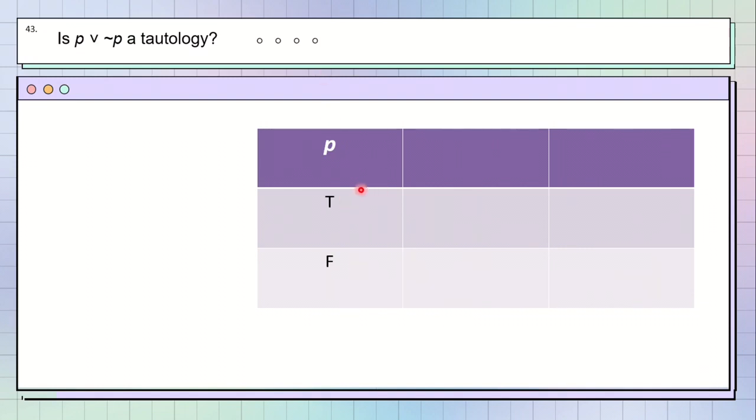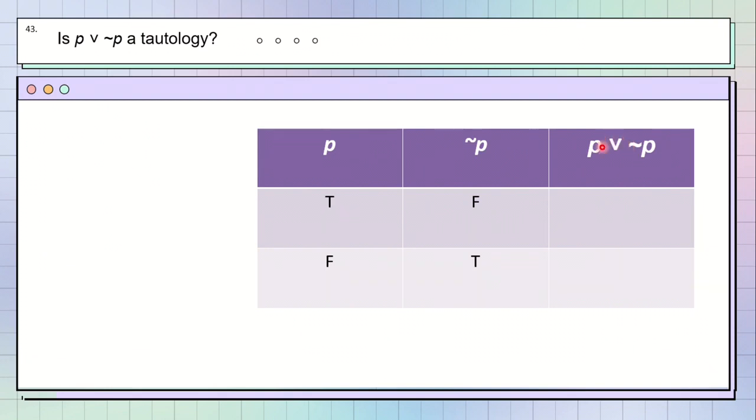In the proposition P, the values we have are true and false. On the second column, we will negate the values we have on the first column, the value of proposition P. To negate means to get the opposite. So the opposite of true is false, and the opposite of false is true. Now that we have the values of these two propositions, we will finally get the value of the third column, P or not P, to see if it is a tautology or not.